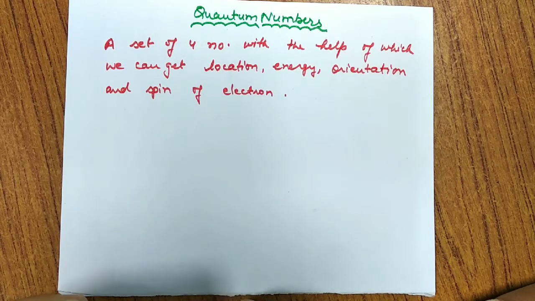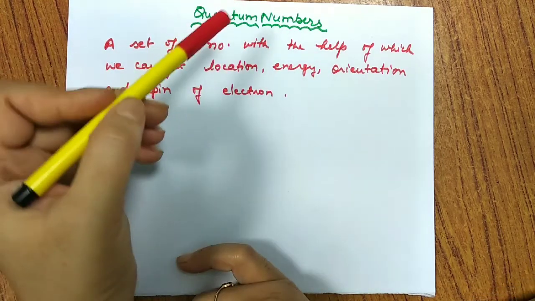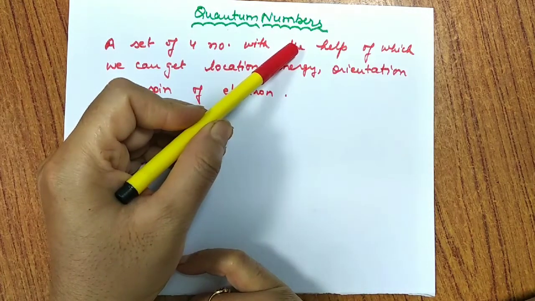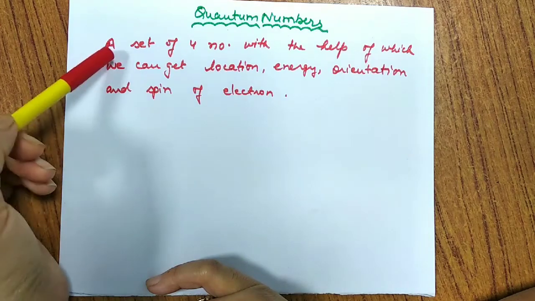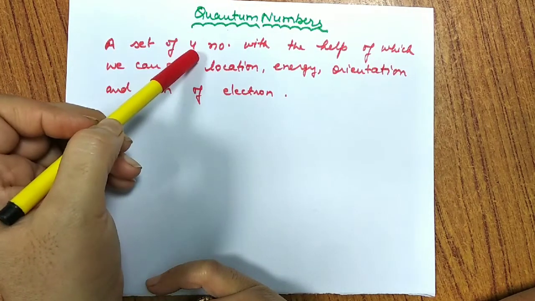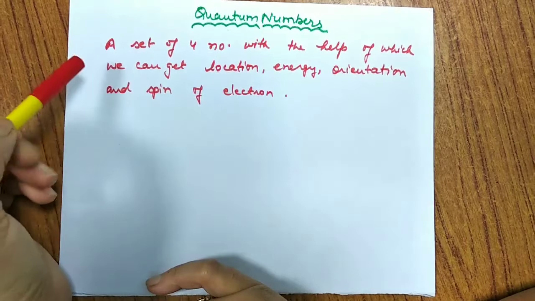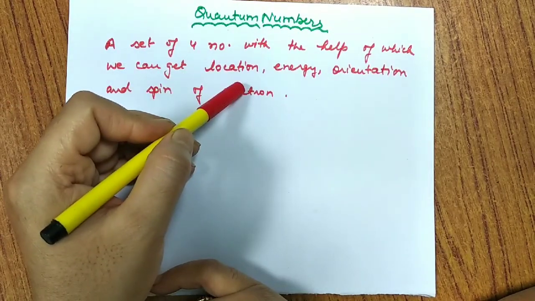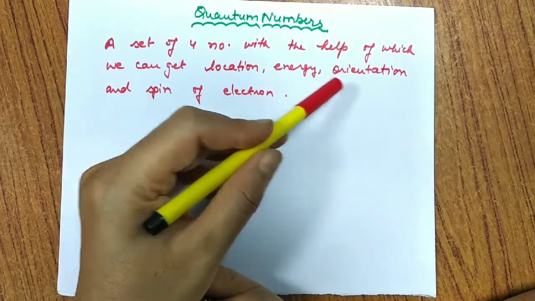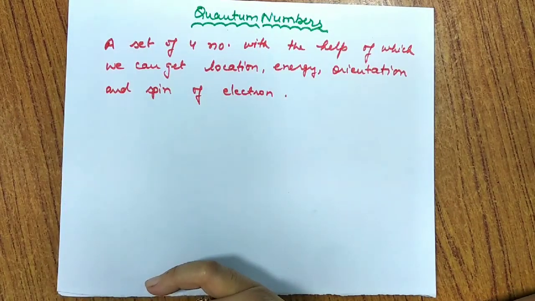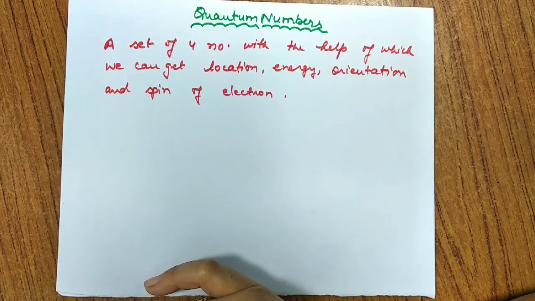So today, in continuation with chapter 2, class 11, we'll discuss quantum numbers. What is a quantum number? First of all, let us discuss the definition. It is a set of 4 numbers with the help of which we can get the address of an electron. We can get the location, where it is located, the energy, orientation, and spin, all these things we can get from this set of 4 quantum numbers.